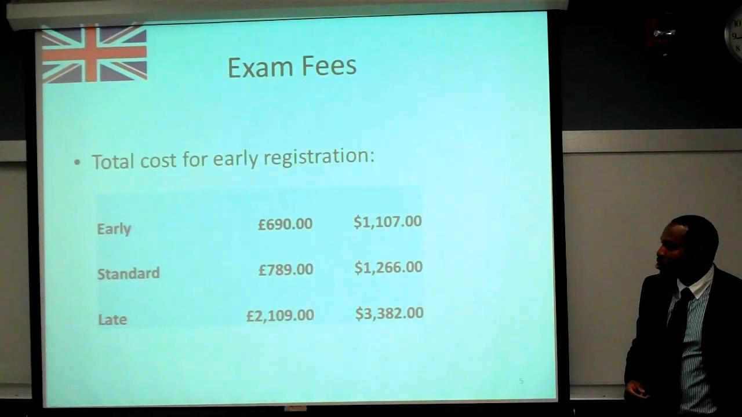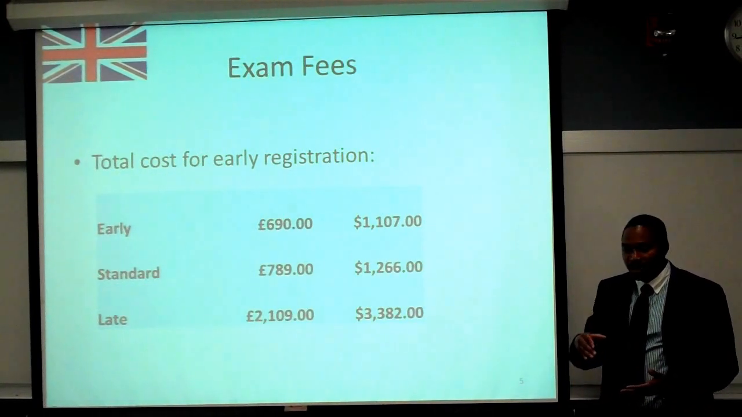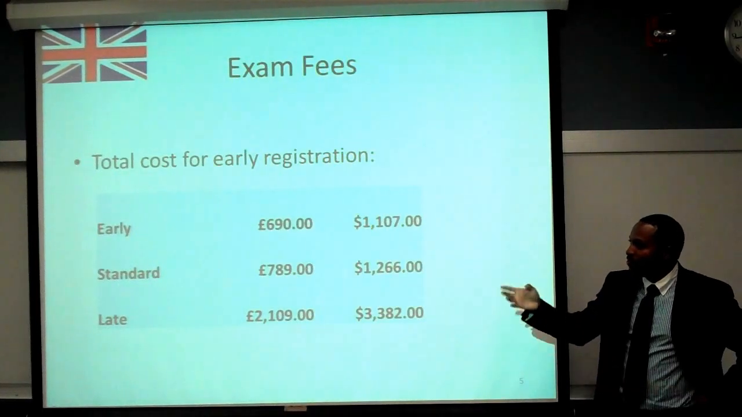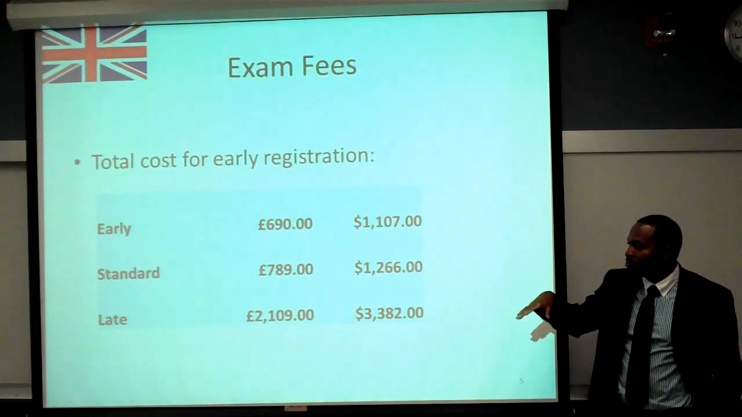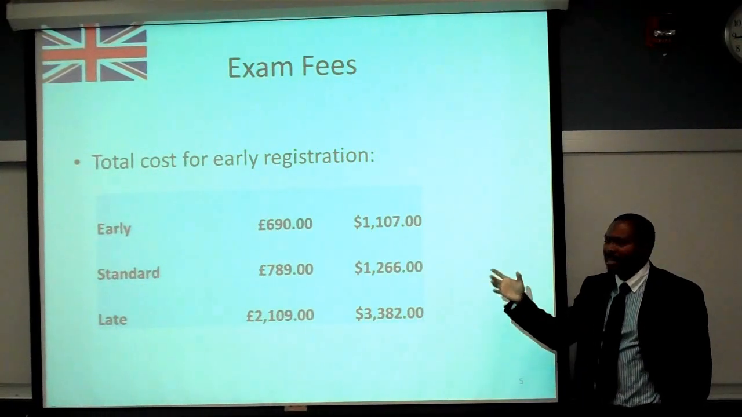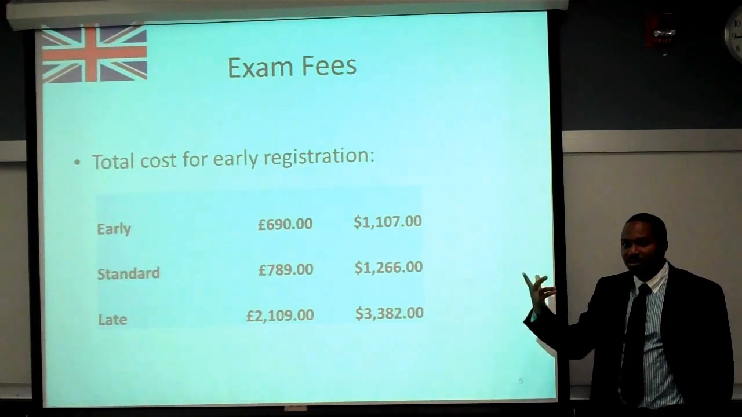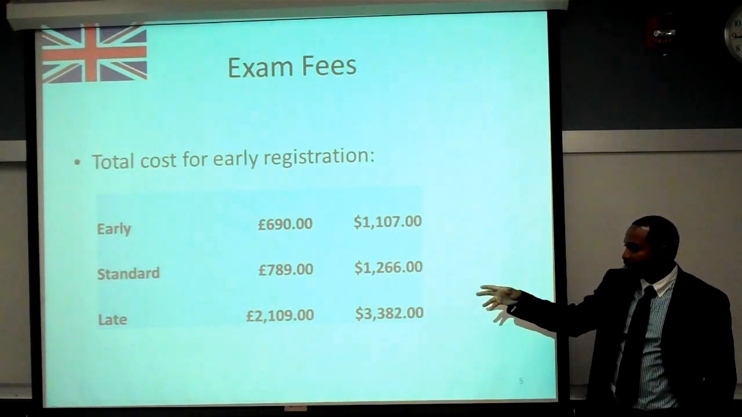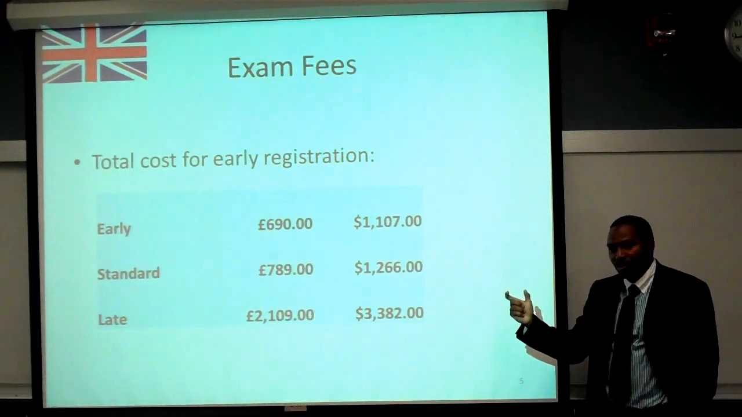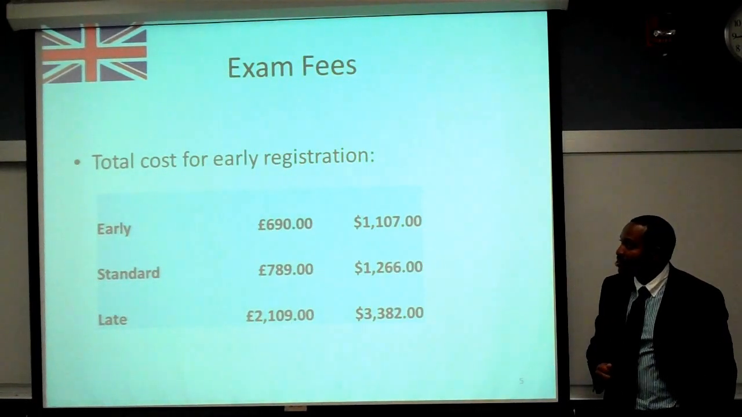And as far as the cost goes, it's grouped into 3 stages or windows, if you want to call it that. If you come in the early stage, it's cheaper, and that is basically because most of the exams at the early stage are online exams. The standard is a mixture of both, and the late is the most expensive, and I think it also covers online and written examinations.